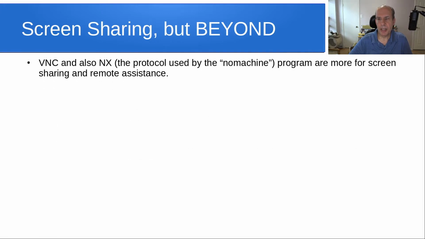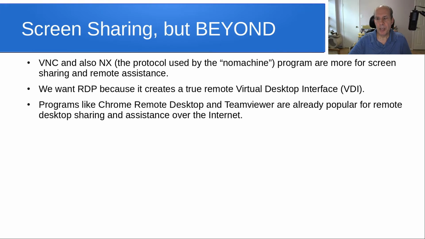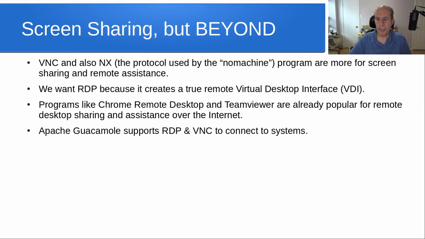So VNC and also NX, the protocol used by another popular program called NoMachine, are more for screen sharing and remote assistance, and we really want a remote connection. We want RDP because it creates more of a true virtual desktop interface. And programs like Chrome Remote Desktop and TeamViewer are already popular for remote desktop sharing and assistance over the internet. Apache Guacamole supports both RDP and VNC to connect to systems.